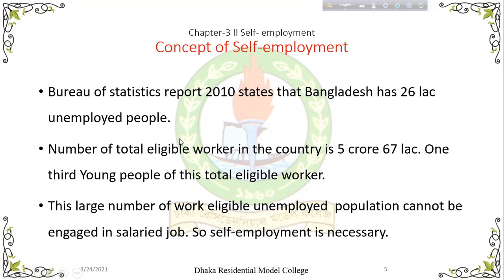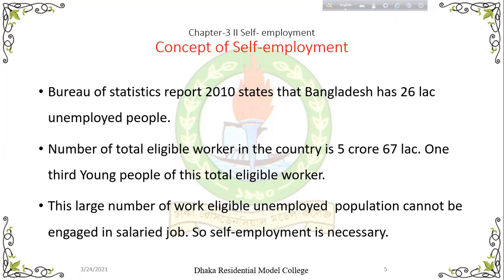You know, on the basis of 2011, the people of Bangladesh were 15 crore 25 lakh 18,015 persons. Among them 26 lakh people are unemployed, অর্থাৎ 26 লক্ষ লোক বেকার। Bangladesh has 26 lakh unemployed people. A huge number of people of Bangladesh are unemployed.